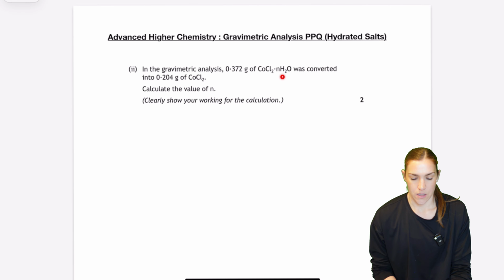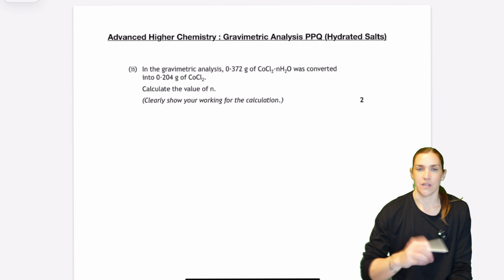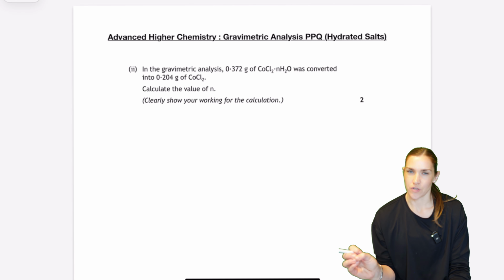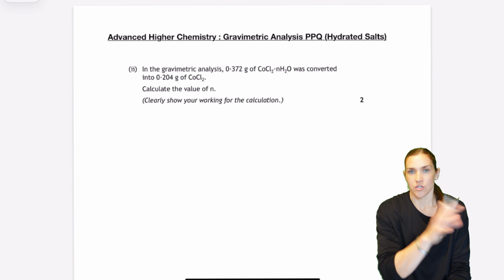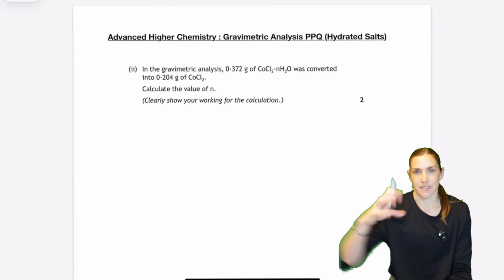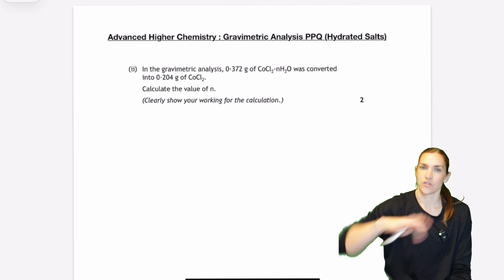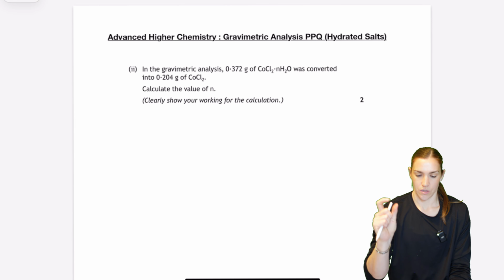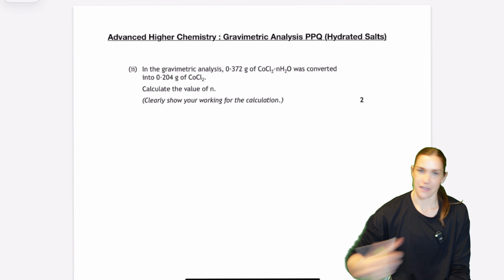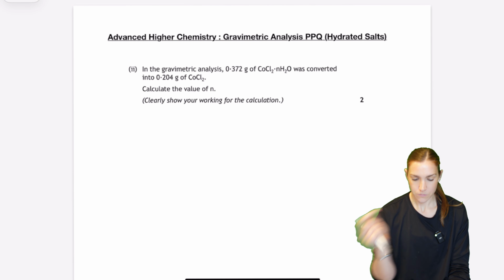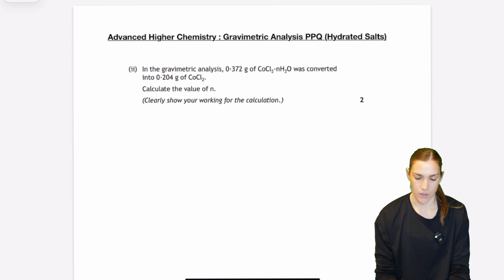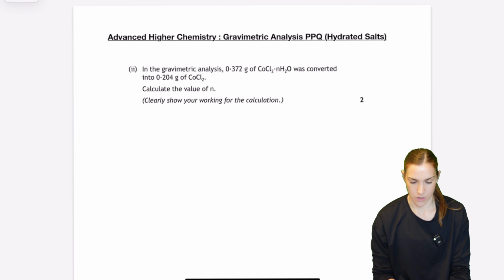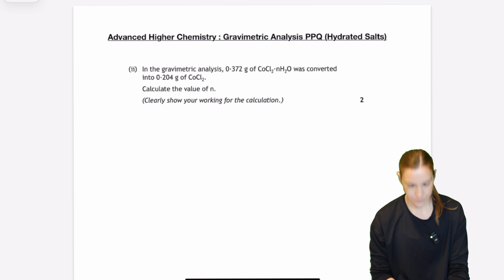The dot means that the water is within the structure, it's not part of the structure. So what that really means is you've got your cobalt chloride salt, and the water is a separate molecule that's within the structure of that salt. It's not chemically bonded, by a covalent bond, ionic bond or whatever, to the salt. So that's what it means when you put the dot. It means that the substance after the dot was within the structure of the thing that comes before it.